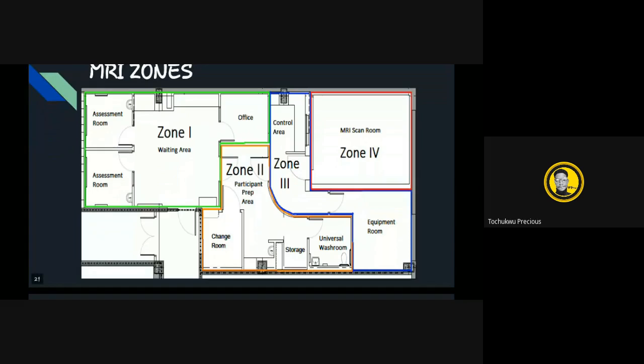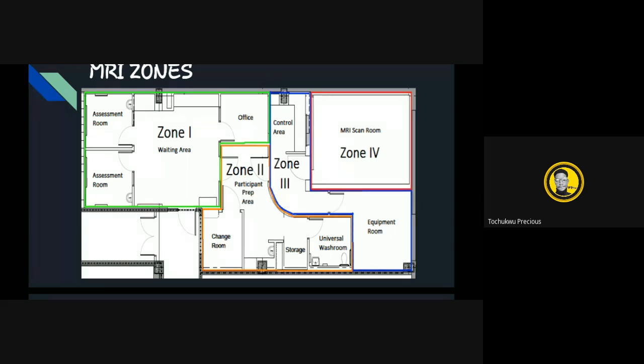So this is a diagrammatic representation of the MRI zones. Here we have zone 1, which is the waiting area, and from there you move to zone 2, which is the prep area where you change. Lines are sighted for you. You drop your things. You can use the washroom. You wait there until you are found to be safe, and then you are called in for your scan.